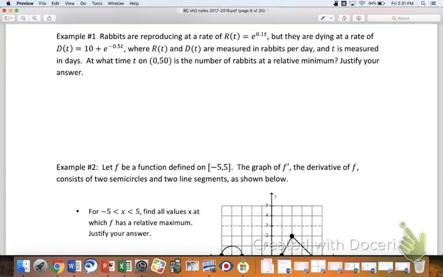But notice this does not ask the same question. It doesn't say, is the number of bunnies increasing or decreasing? It wants to know, when do they reach a relatively low population? A relative maximum, or excuse me, relative minimum. So we got these 2 rates acting against each other. Would you do R of t minus D of t, or D of t minus R of t? Yeah, you could mix the order up, but I'm going to go R of t minus D of t.